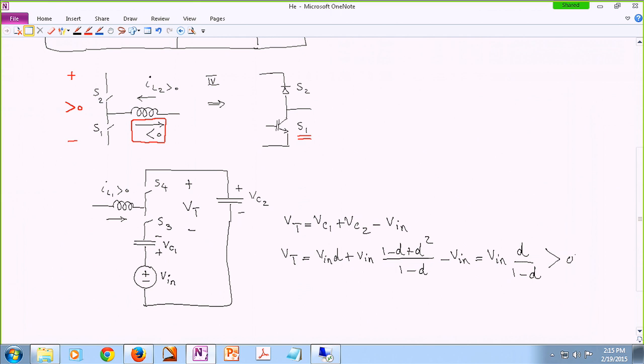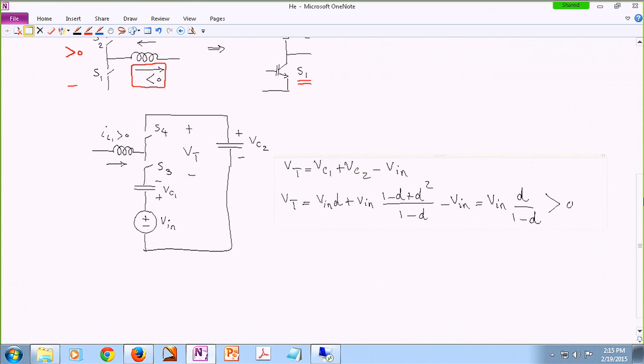So I took care of my throw voltage, and I know that no matter what the conditions are, the throw voltage is always positive. As far as the throw current is concerned, let me redraw this and make it even simpler. So I just realized this voltage is positive.